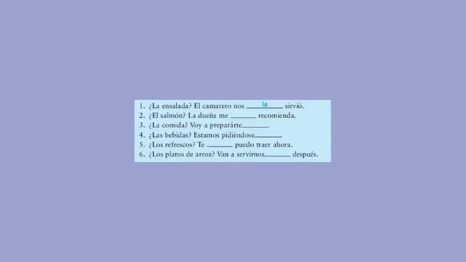Let's look really quickly at the inténtalo that is actually in your homework. La ensalada, el camarero nos la sirvió. ¿Por qué la? Because la ensalada. El salmón, la dueña me lo recomienda. Me lo recomienda. ¿Por qué lo? Porque es el salmón. La comida, voy a preparártela. Attached to the infinitive, voy a preparártela. Las bebidas, estamos pidiéndoselas.